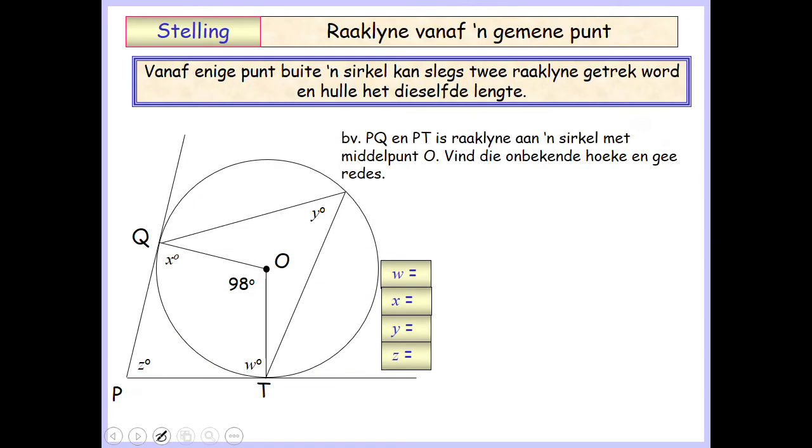Okay, lekker maklik. Kom ons doen gou hierdie ene. Hulle sê vir jou, O is die middelpunt van die sirkel. Bereken daai. Now, what will the size of W be?